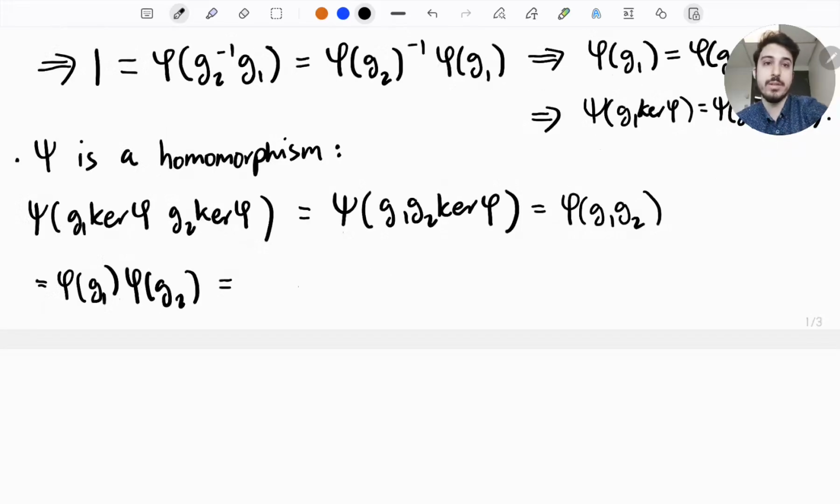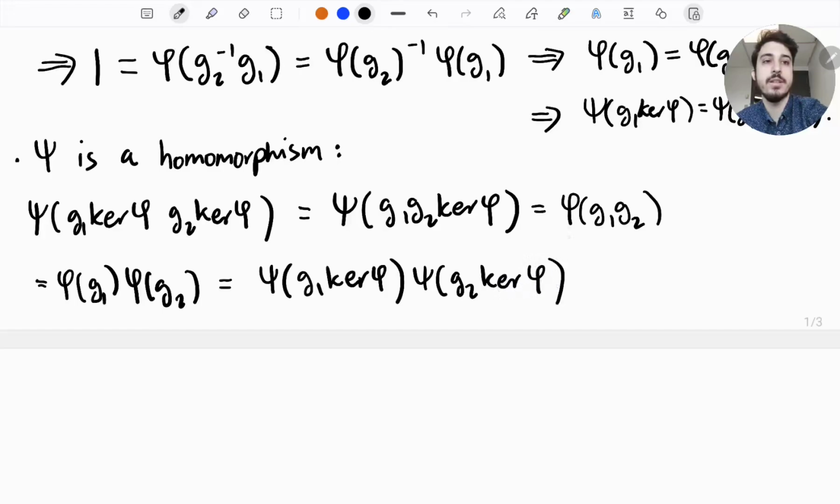And phi of g1 is equal to the image of the coset g1 ker phi by psi. And phi of g2 is also the image of the coset g2 ker phi by psi. Thus we have that psi of 2 elements is equal to psi of the first element times psi of the second element. Therefore, psi is a homomorphism.